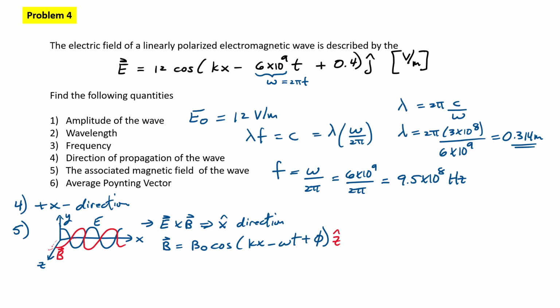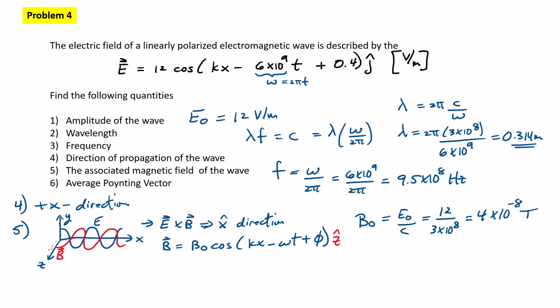Now, if you wanted to solve for the amplitude of the magnetic field, if you know the amplitude of the electric field, you simply divide by the speed of light. In this case, it would be 12 divided by 3 times 10 to the 8 meters per second. That would give me something small in Tesla, 4 times 10 to the negative 8 Tesla. So we've defined all of the terms here. That's it, we're done with this one.